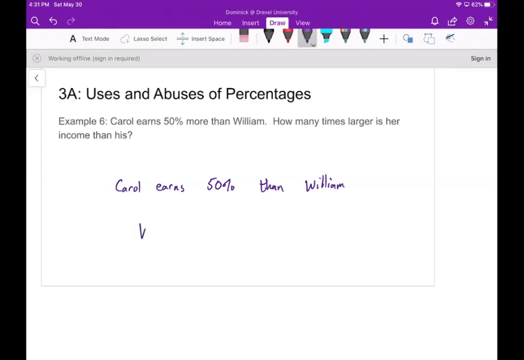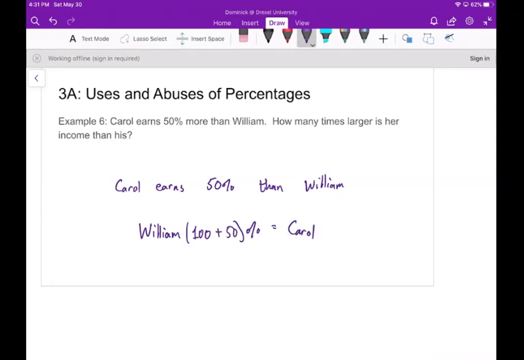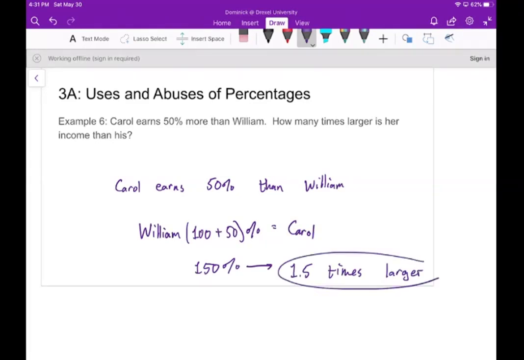Yeah, this means that if I take William and I raise that by 50%, that will give me Carol, because Carol earns 50% more than William. So I need to make William bigger in order to get to Carol's pay. So this would be that 150%, which would correspond to 1.5 times larger. Right, so that's the idea for that one.